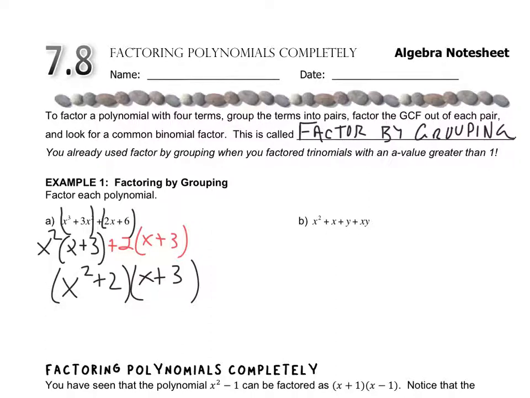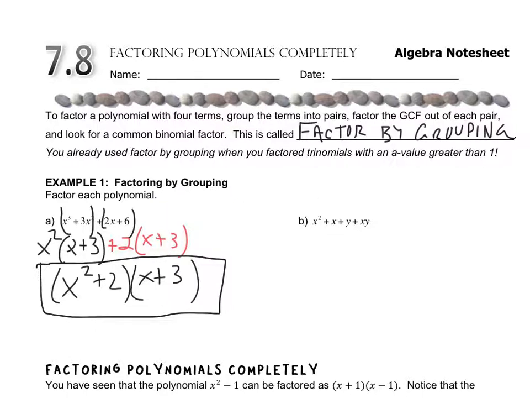Again, you can always do a check using FOIL. x squared times x, there's your x cubed. x squared times 3 is 3x squared. 2 times x is 2x. Now notice those 2 can't be added together because this has the x squared and this one doesn't. And then the 3 times the 2 is the 6. So it does give me back my original problem, which means that would be the factored form of that polynomial.